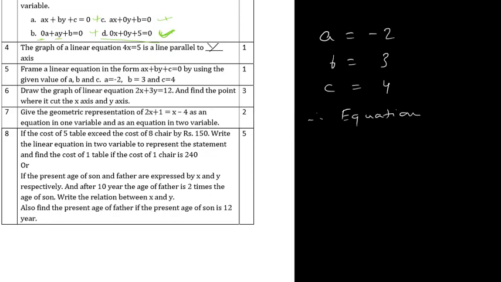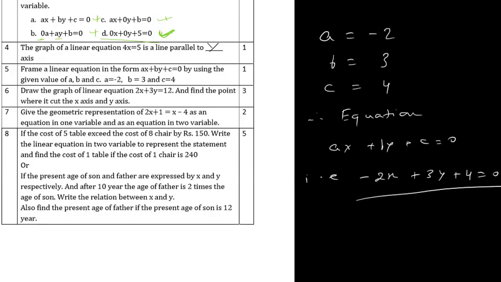your equation is of the form ax plus by plus c equal to 0, that is, in place of a you can write minus 2x plus 3y plus 4 equal to 0. Okay, you can write the equation like this, or you can multiply each term by minus 1, so you will get 2x minus 3y minus 4 equal to 0. So both are the correct answer.